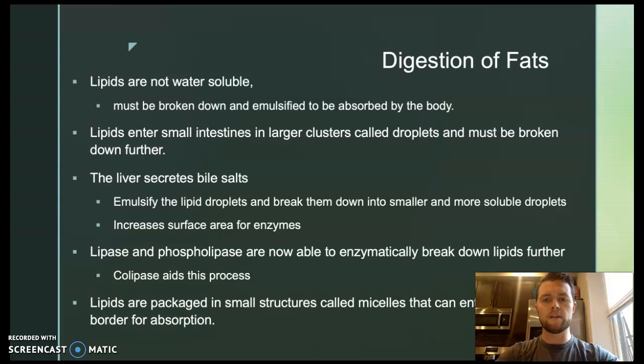Now we're going to talk about the digestion of fats and lipids. As I'm sure you know by now, at this point of the course, the lipids are not water soluble, and so they must be broken down into a number of steps and ways in order to be absorbed by the body. I mentioned before that some lipase activity occurs prior to the small intestine, such as lingual and gastric lipase, but for the most part, lipids are still in large clusters called droplets when they enter the duodenum, and they have to be broken down even further.